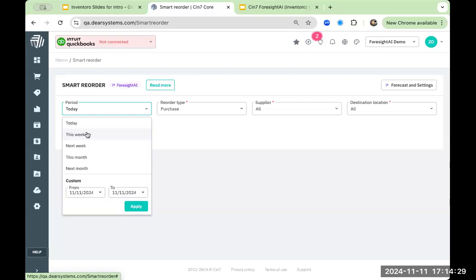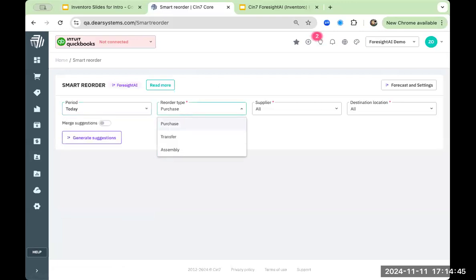So depending on how you like to do your ordering, some folks like to come in here every day and make new orders. It really depends on the size of your business. Some folks just do this week, and then they get all their ordering done at one time during the week. So it just depends on your preference.